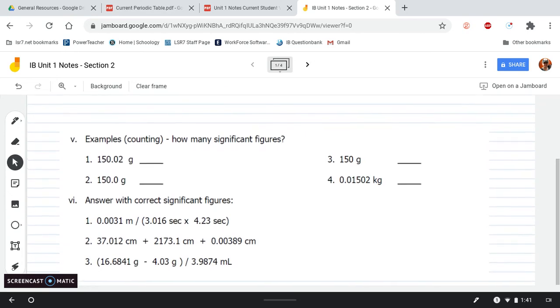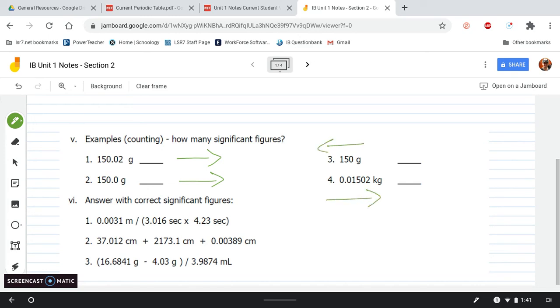We've got some examples. Okay, so how many significant figures? So let's first decide which direction am I going to be counting from, and then we will determine our answers. Okay, so do I have a decimal or do I not? So this first one here, you'll look, we do have a decimal. So I'm going to come in from the left. This one has a decimal. I'm going to come in from the left. This one does not. So I'm going to come in from the right. And this one does. So I'm going to come in from the left.